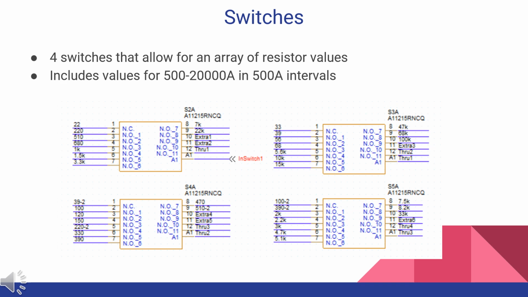In order to have variable values between 500 to 20,000 amps in those 500 amp intervals as requested, we used 4 switches, each of which has different resistor values on each position. Using a table, we are able to select different positions to create a combination of resistors that give us our desired gain. That is based on taking that resistor value, using a non-inverting configuration, dividing it by an input resistor of 1300, and adding 1, which gives us our total gain required.